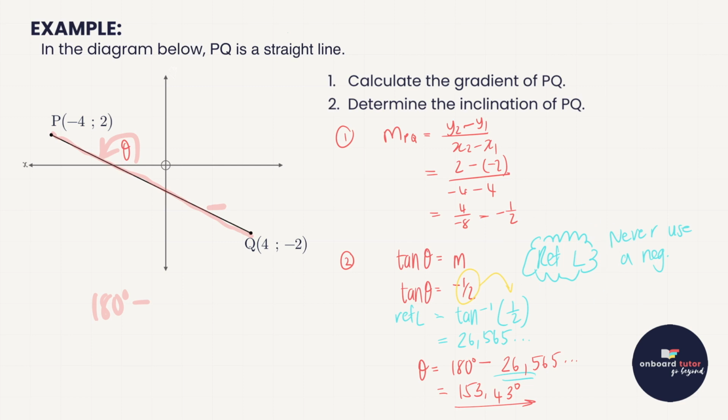In the example before, we didn't have to get a reference angle because we knew that it was already going to be in the first quadrant. Okay, a reference angle is technically what this angle would be if it were in the first quadrant. And then we apply it to where we need it. And we said 180 minus because it was a negative gradient.